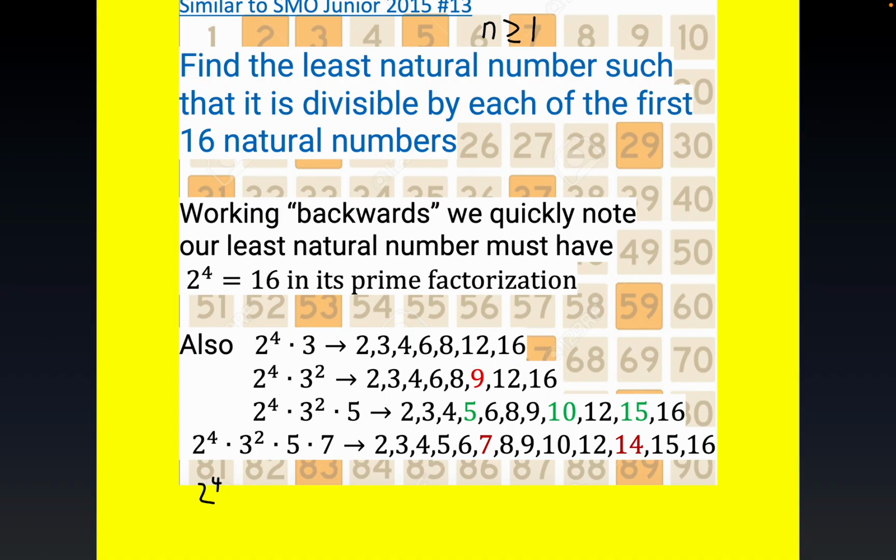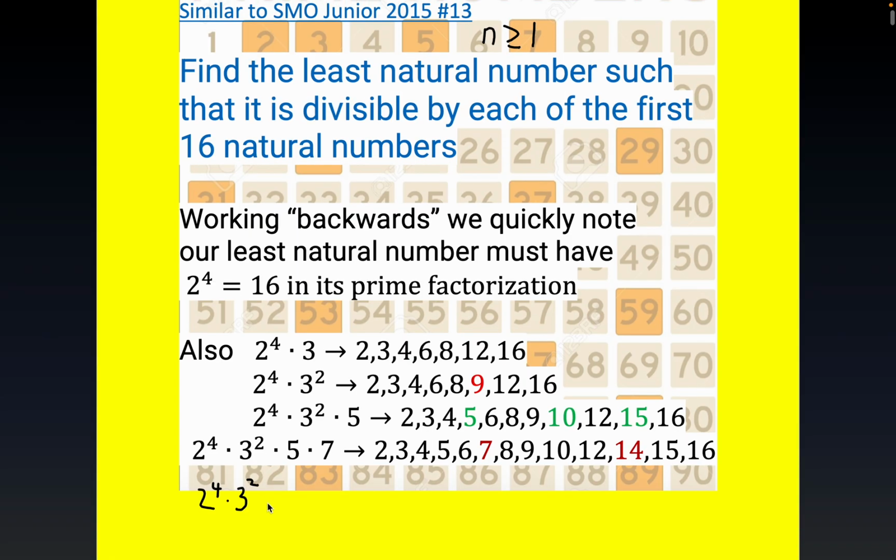2 to the 4th times 3 squared times 5 times 7 times 11 times 13. So this is our answer. And I could just leave it like that. But this turns out to be a kind of a fun problem to calculate without using a calculator.